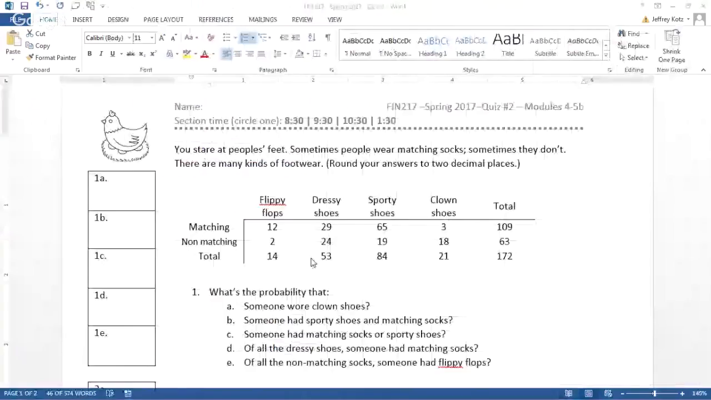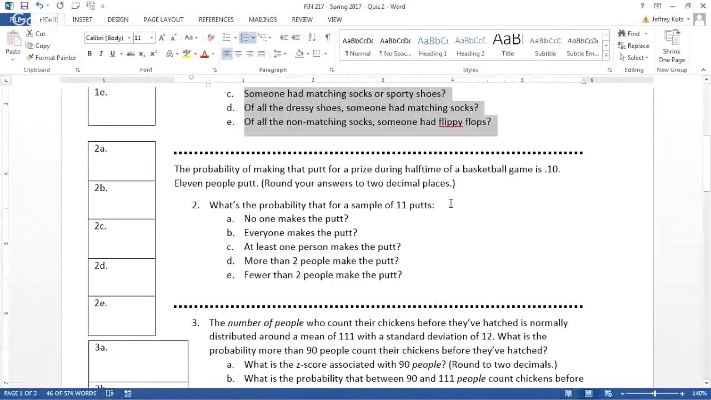Part 2. The probability of making that putt for a prize during halftime of a basketball game is 0.10. 11 people putt. Although last Saturday night, it was like going through a water hazard because of the condensation and whatnot. It was a good, exciting game, though. Good guys won. Diego Friars.